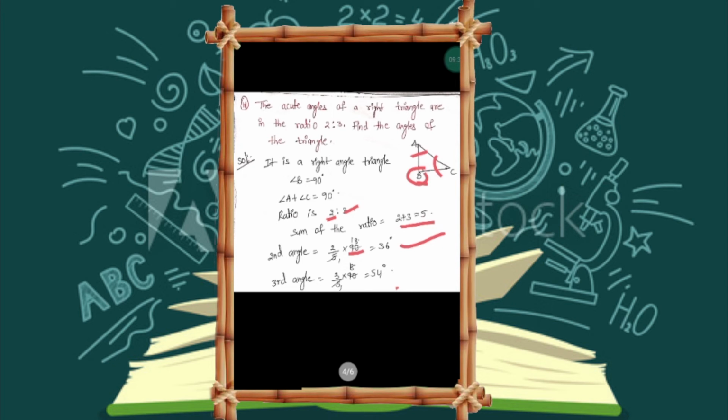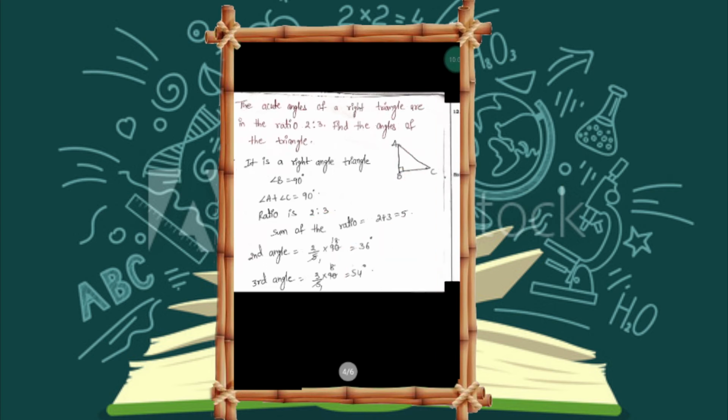Now we can add these two angles children, 54 plus 36. That value is nothing but 90 degrees. Already angle B is 90 degrees. So 90 plus 90 is equal to 180 degrees. Understood children? By using the given ratio we can find out the remaining two acute angles of the given triangle. Understood children this problem?